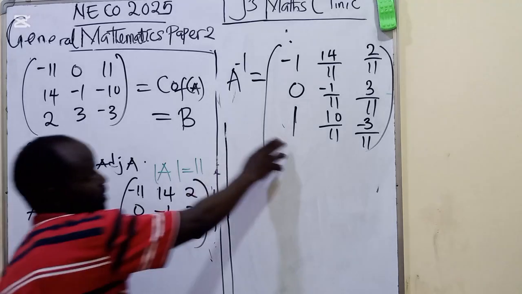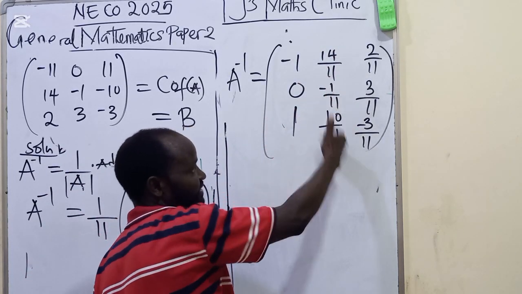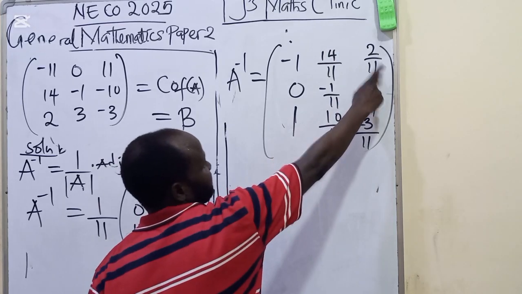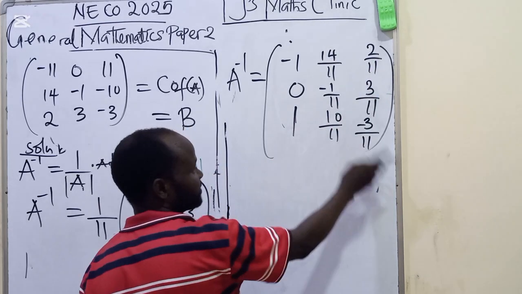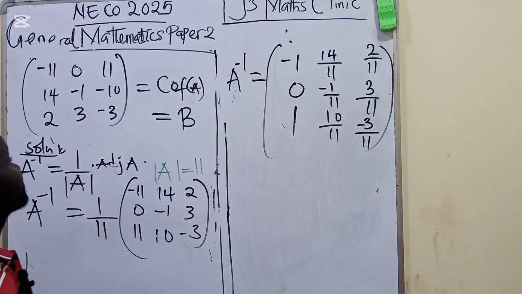Minus 1, 0, 1, 14 out of 11, minus 1 out of 11, 10 divided by 11, 2 out of 11, 3 out of 11, minus 3 divided by 11. So this is said to be the inverse of A.